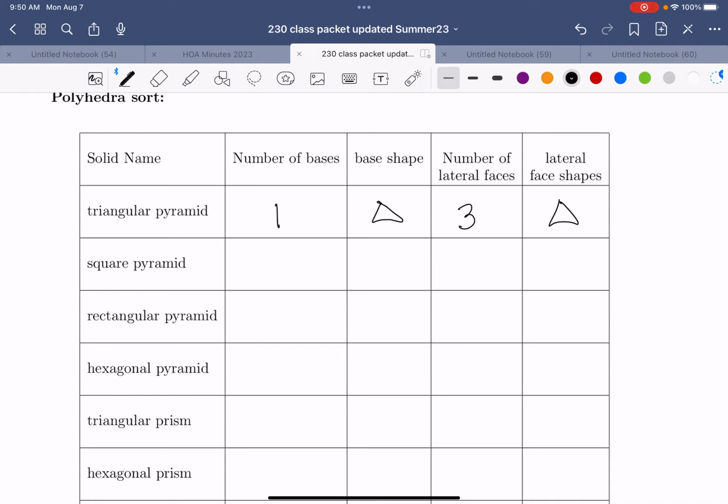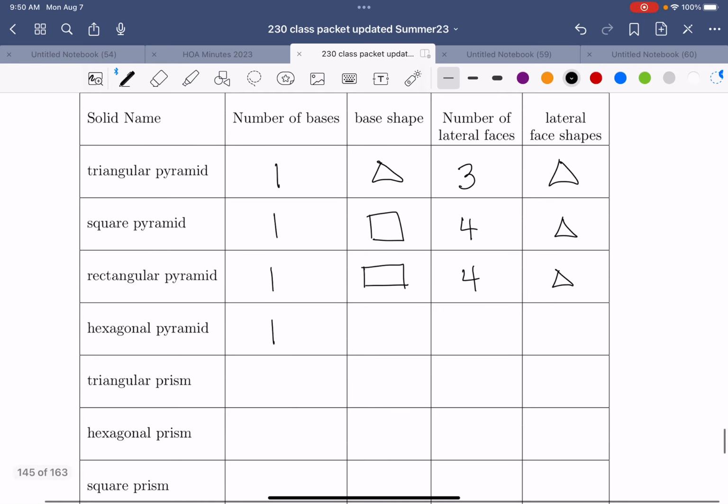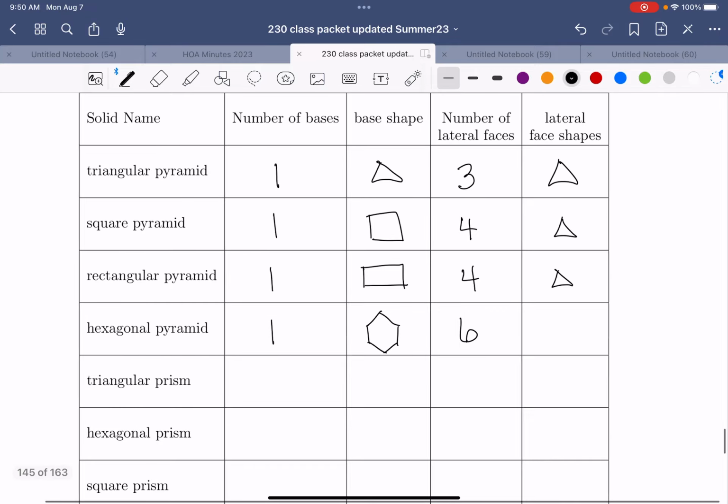For a square pyramid, you are going to have one base as well, opposite the apex of the pyramid, and its base is going to be a square. And then off of each of those sides, you're going to get a lateral face. So we'll have 4 of them, and they're all triangles that meet at the apex. For a rectangular pyramid, there wasn't one in the box, but you're going to have one base that's a rectangle, 4 lateral faces that are all triangles that meet at the apex. You can start to see the pattern. For a hexagonal pyramid, we've got one base opposite that apex, and its base is a hexagon. And we've got 6 lateral faces, 1 coming off each side of the hexagon, and they're all triangles that meet there at the top.